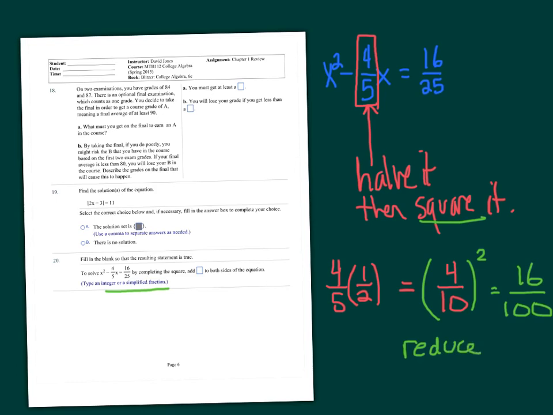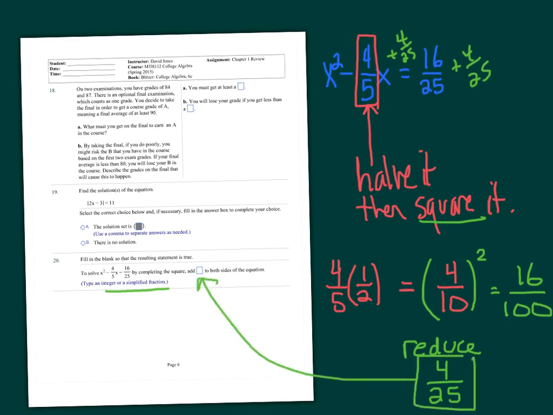So instead of 16 over 100, we're going to reduce that by 4. 4 goes into 16 4 times. 4 goes into 100 25 times. So this would actually be the number that we would add to both sides of the equation. We'd add 4 over 25, add 4 over 25. We're not actually going to go through all those steps, but this is the number that we will be adding to both sides of the equation. Halve, then square that number in front of the x.